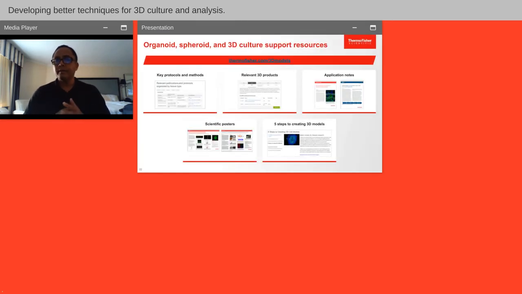Finally, if we look at some resources that we have for 3D, if you go to our website, thermofisher.com/3Dmodels, the website can guide you along your 3D cell culture journey. Here we have many key protocols and methods and relevant products, many of which I've highlighted in this talk. The application notes for the different workflows that we talk about can be found here. We have scientific posters available, showing the latest and greatest going on in our R&D group, another way of showing our products in action, and they have also been presented at different scientific conferences around the globe.